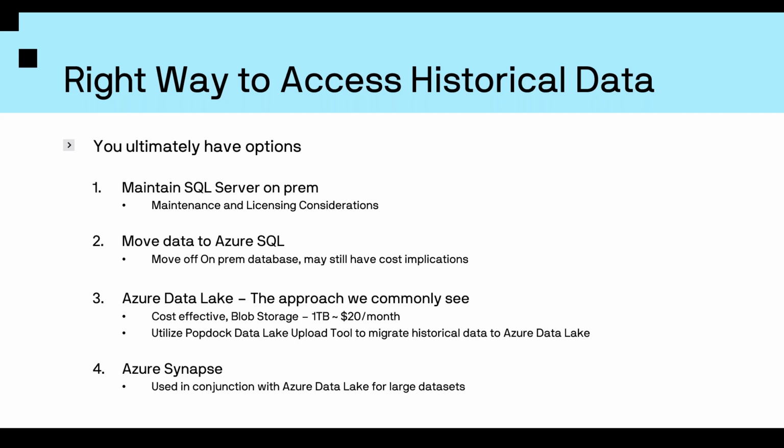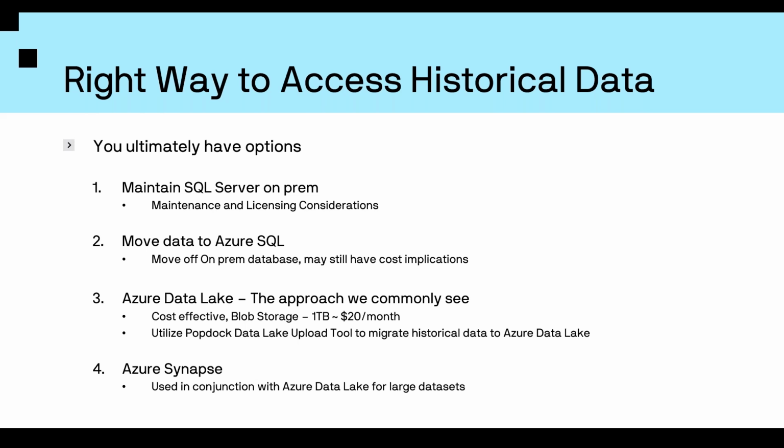So these are a couple of the common ones that we see. One of them, if you are coming from an on-premise application, is continuing to maintain the SQL Server that application is on. Now, there are some maintenance and licensing considerations that come into play. Oftentimes, we do see that people migrating to Business Central in the cloud don't want to continue maintaining that server, which then brings us to a couple of the other options below. You can move that data to an Azure SQL instance. Obviously, it would move that data off your on-premise database. There still would be some cost implications with regards to that.